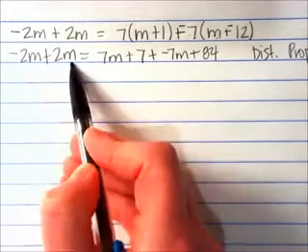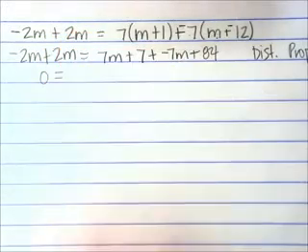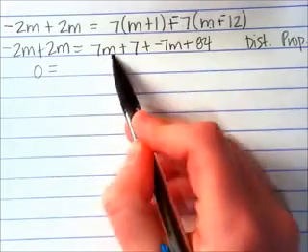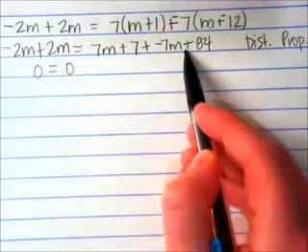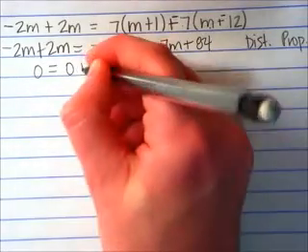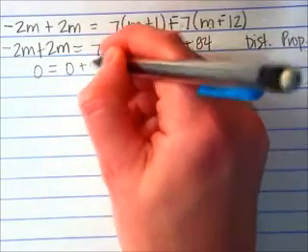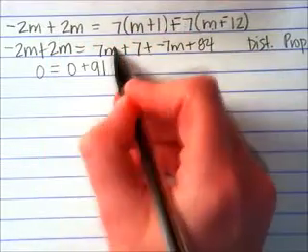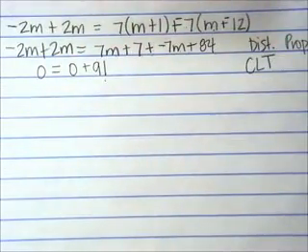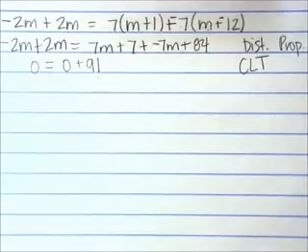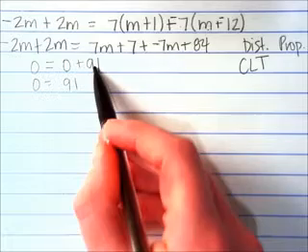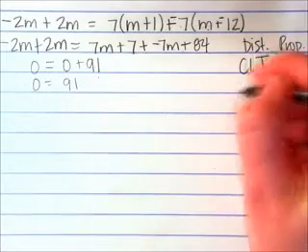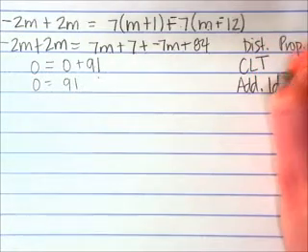Okay. On this side, negative 2m plus 2m is 0. Over here on this side, I've got 7m plus negative 7m, so that's 0. And then I've got 7 plus 84. Those are like terms. So 7 plus 84, what's that? 91. So I got from this step to this step by combining my like terms. And then over here, 0 plus 91 is 91. Now I got from this line to this line by using my additive identity property.